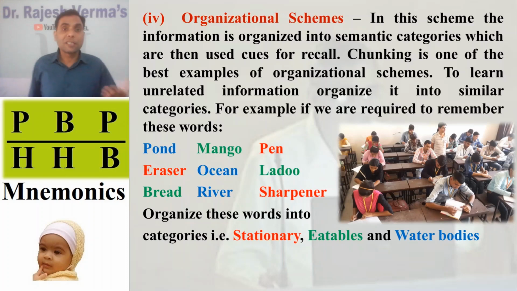That is stationery. Under stationery, you will find pen, eraser, and sharpener. Then come the eatables: mango, laddu, and bread. And the water bodies, that is river, pond, and ocean. This way, we can use this organizational schemes mnemonics method to categorize the information as per their semantic category.